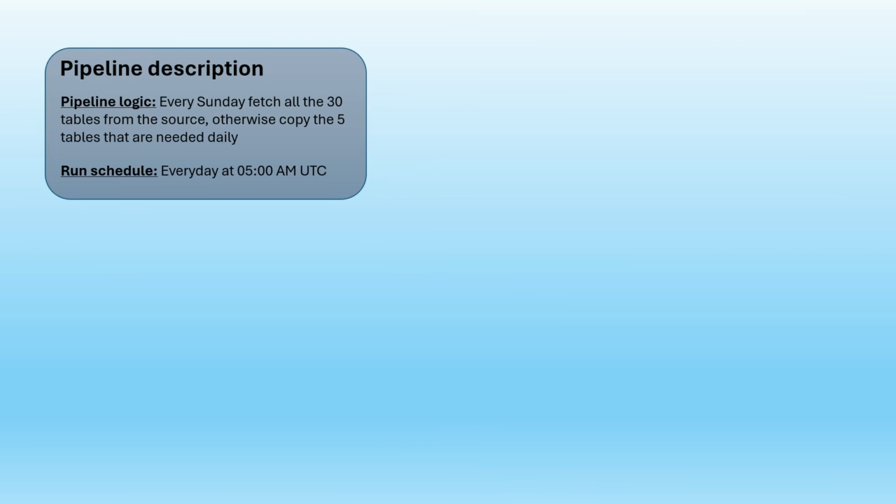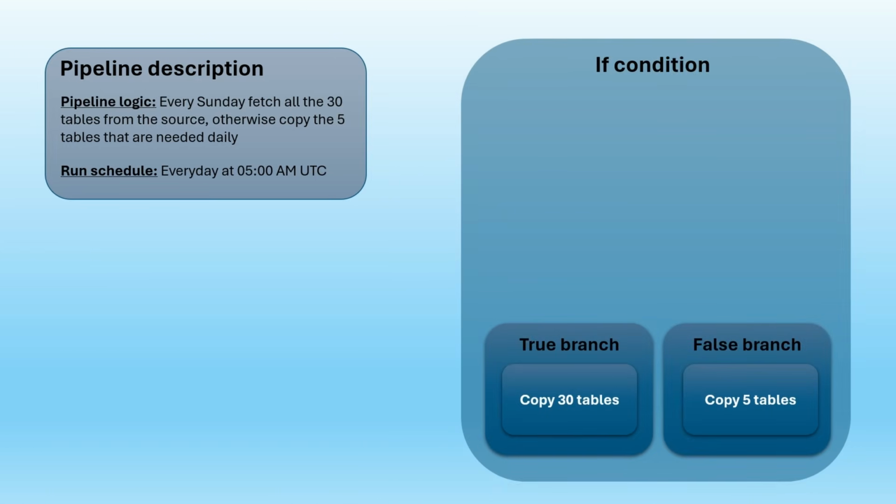Then we have our if condition, and in the if condition we have our two branches. In our true branch we have the logic to copy all the 30 tables from the source, and in our false branch we have the logic to copy only those 5 tables that are needed daily. Now we would need to build an expression that would evaluate to true when it's Sunday and false when it's not Sunday. Here we have the expression that would handle this logic for us.